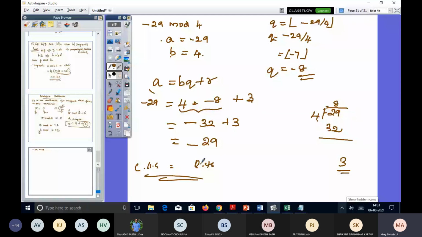Okay, so now you can practice and see some examples like minus 14 mod 2 and minus 17 mod 7. So these two examples you can take and practice.